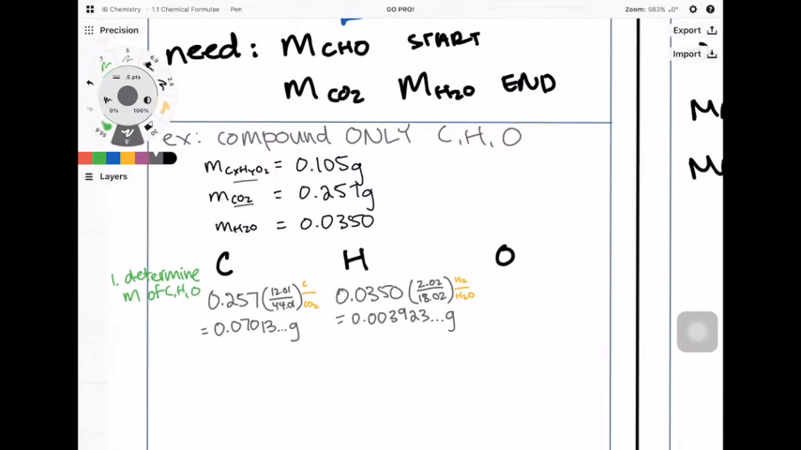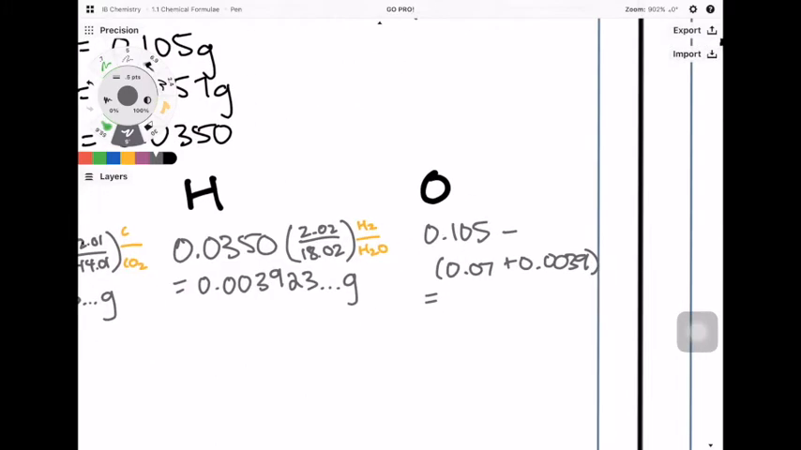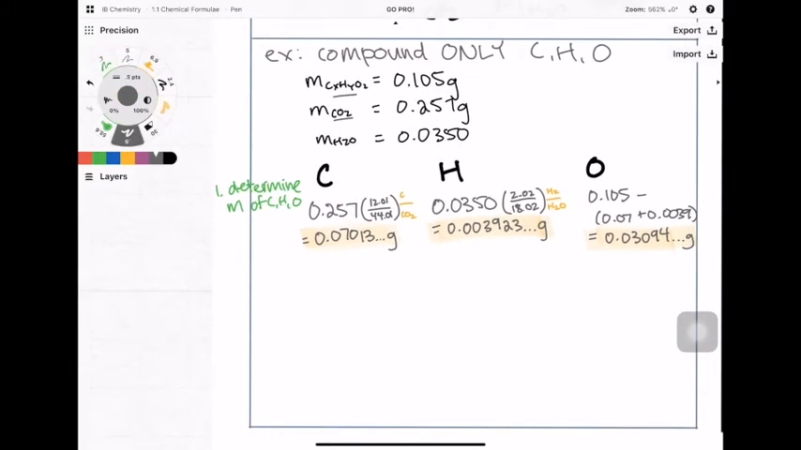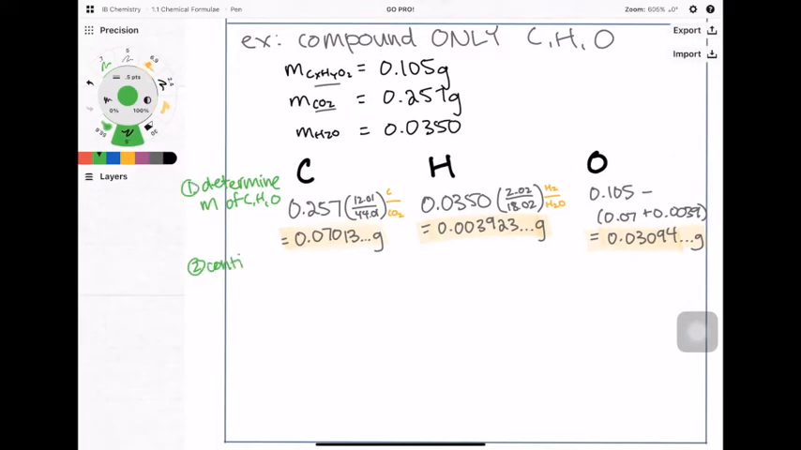And then for oxygen, it's a little bit different. Instead of using that ratio of carbon in CO2 and hydrogen in H2O, what we're actually going to do is take that initial mass of the unknown compound and subtract the masses that we got for carbon and hydrogen. So here again, the initial mass is 0.105, and I'm subtracting the mass of carbon that I got from my first calculation, the mass of hydrogen that I got from my second calculation, and that'll give me the mass of oxygen. Okay, so this is the one trick that you need to do before you continue with your regular empirical formula procedure. And again, this is only for when we're burning, when we have combustion analysis.